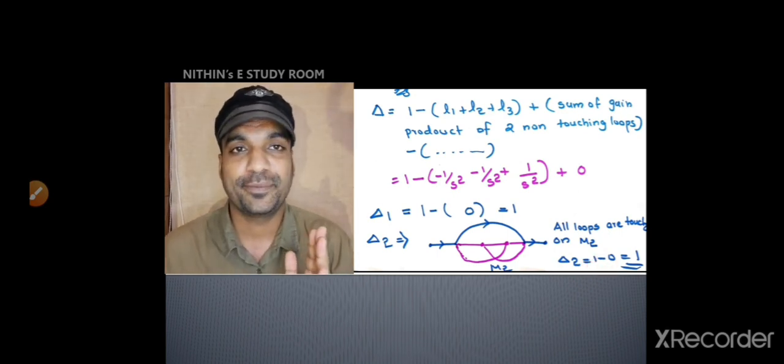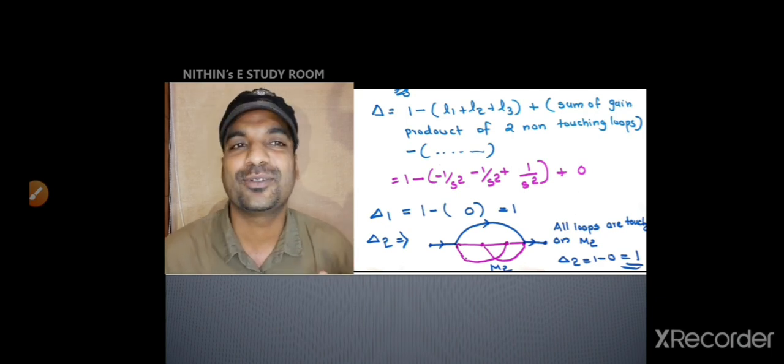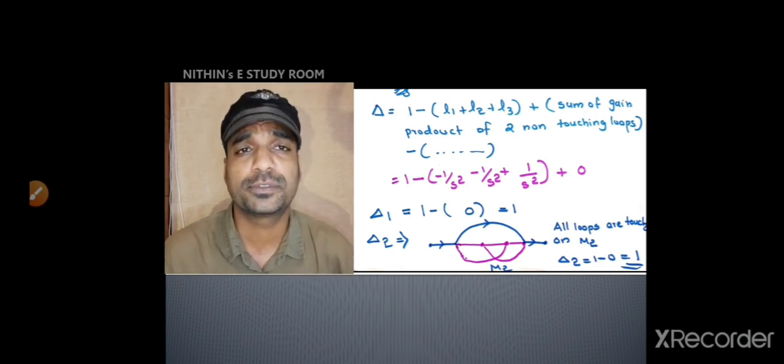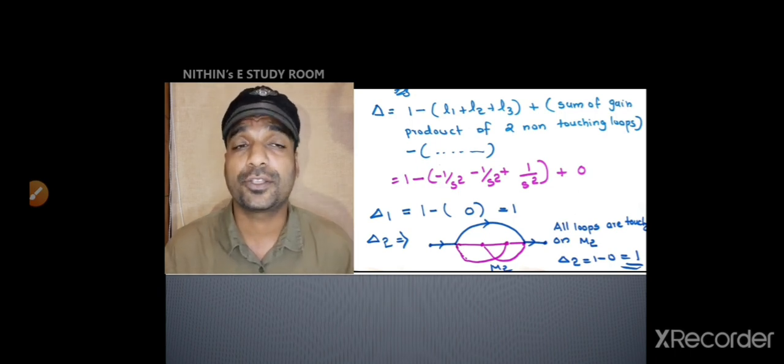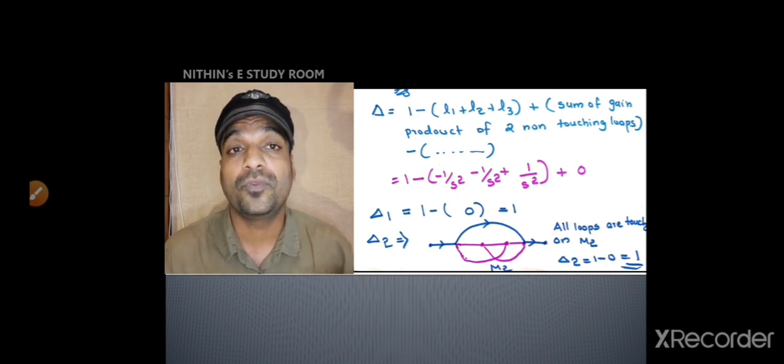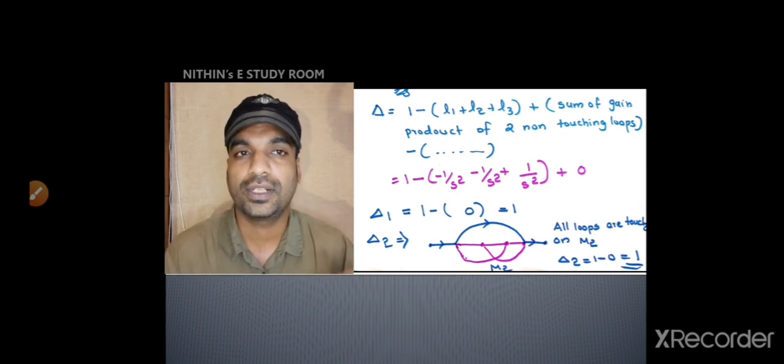But be careful, in all problems this will not appear. You have to do some more problems by referring to textbooks. Then you may get some cases where delta 1, delta 2 are not just 1. Loop values are also existing in the equation of delta 1, delta 2.